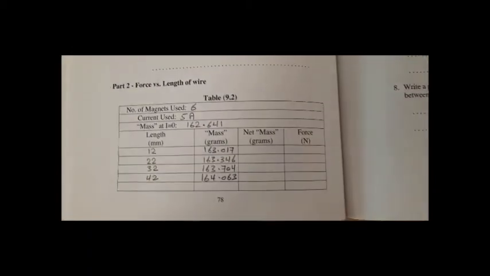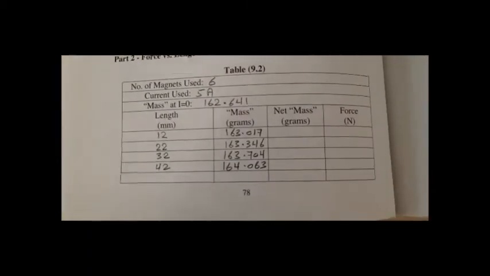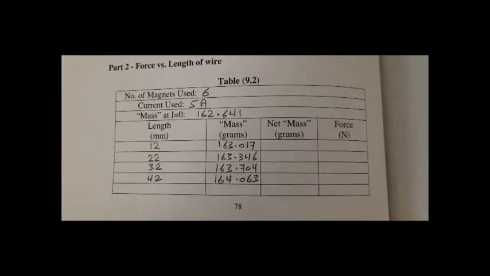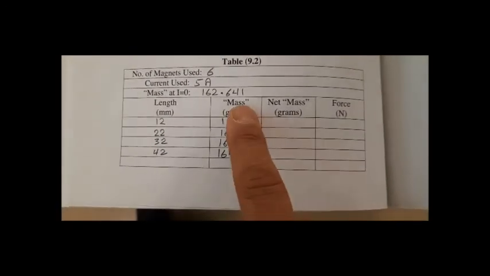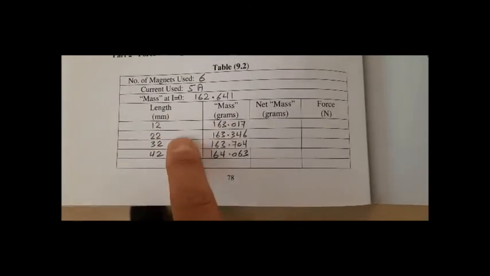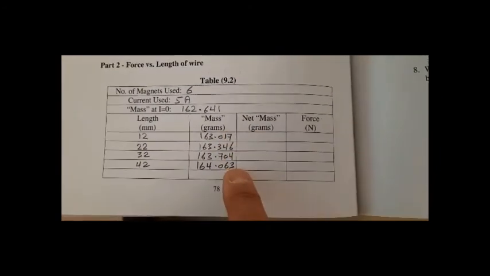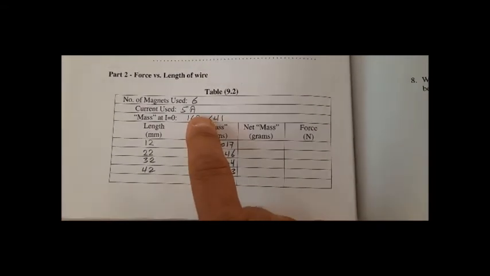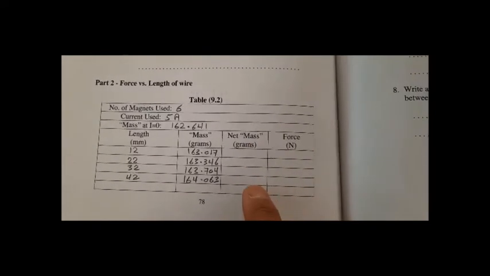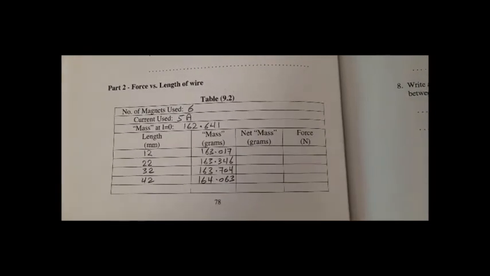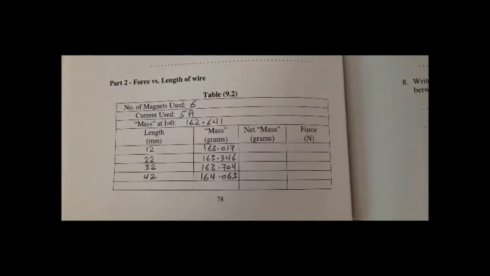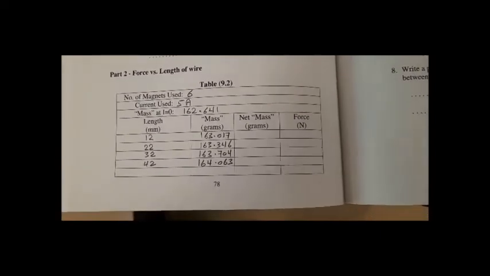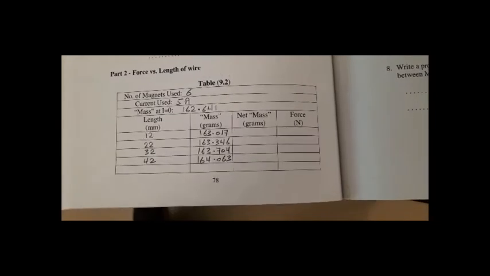For the second part, we will do something similar. This is the data we have, 6 pieces are used, 5 amperes. This is the mass without a current, and for each of the 4 lengths, this is the mass we have measured. So we need to calculate the net mass, subtract this minus the mass without a current, then divide this net mass by 1000, multiply it by 9.8, and it becomes a force.